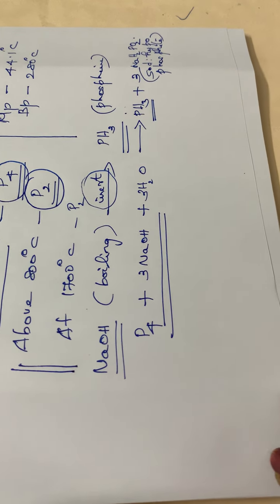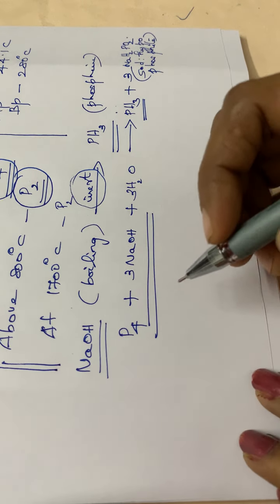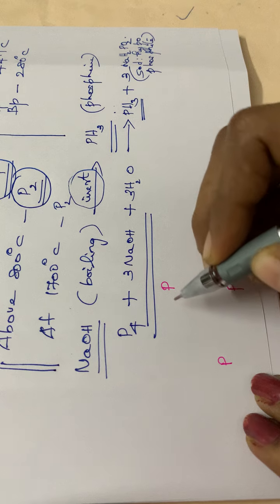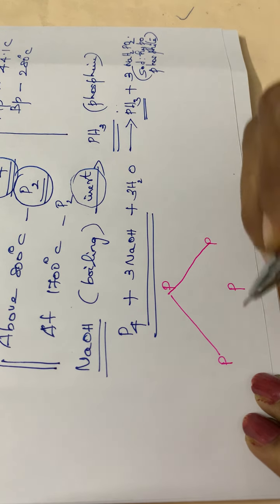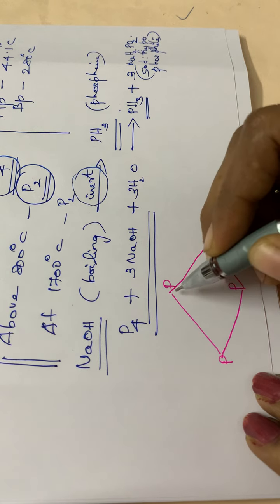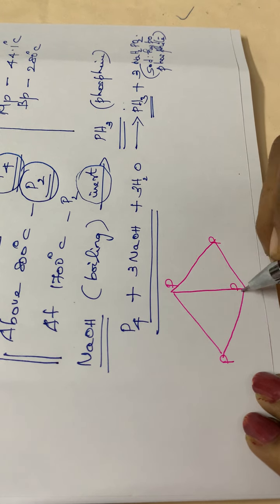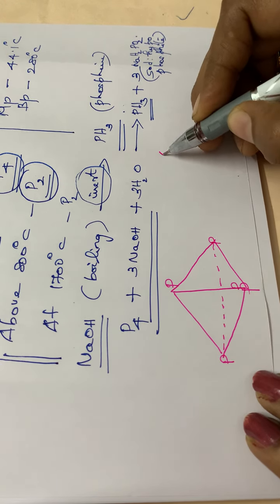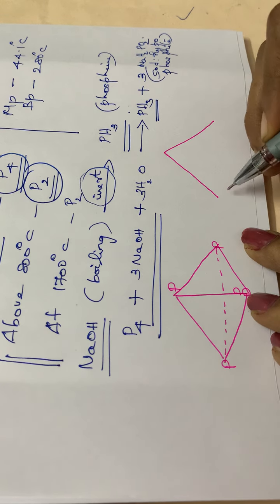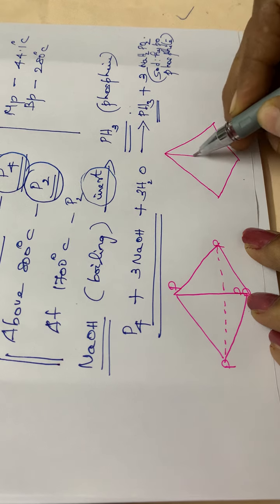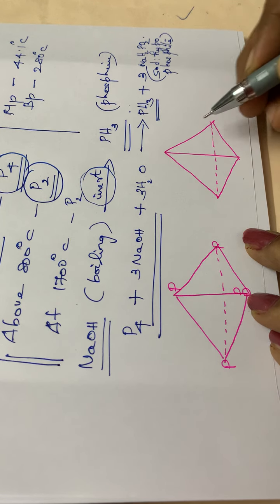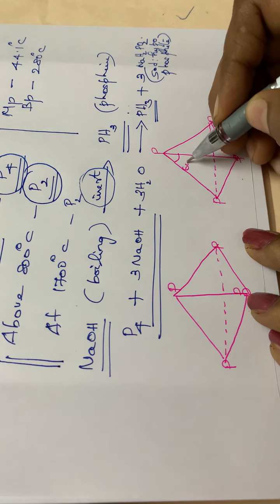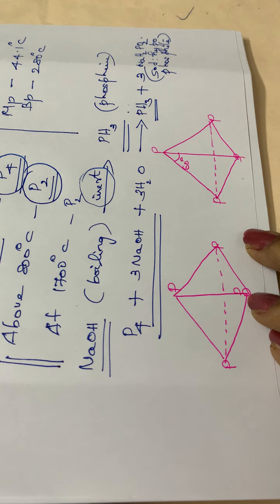Then coming to the structure of the P4 molecule, it will be like this: P, then another P, P4. It comes to a rhombus form. This is the P4 molecule, and the bond angle is 60 degrees. So this is the structure of phosphorus.